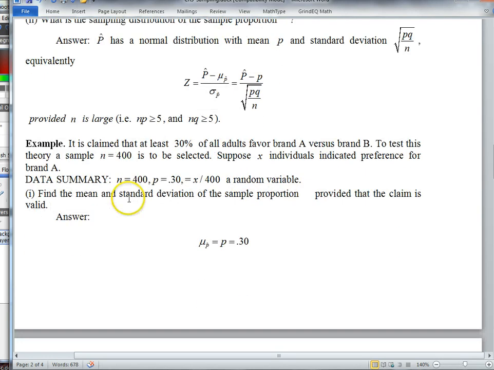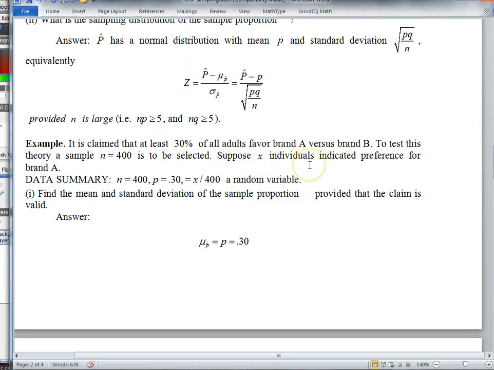So it is claimed that at least 30% of all adults favor brand A versus brand B of something, like coffee or whatever. To test this theory, a sample of 400 is to be selected. We haven't selected it yet, but we want to test it, and we want to study the probability. So we know that somebody claims it's 30%.